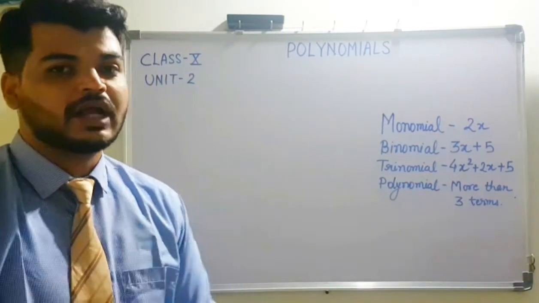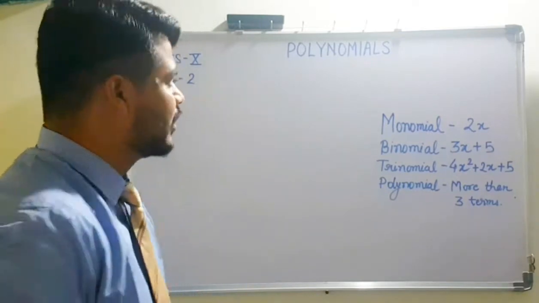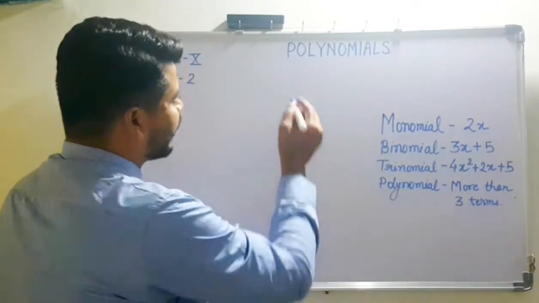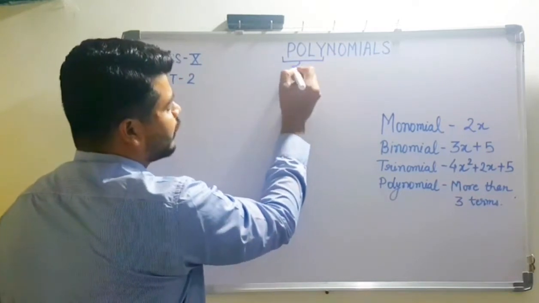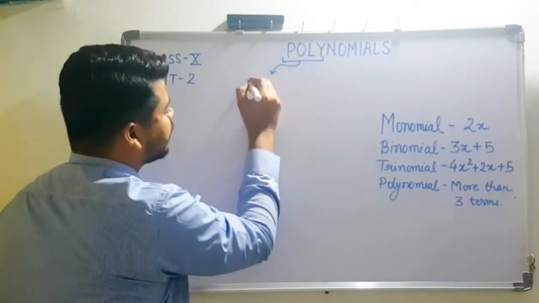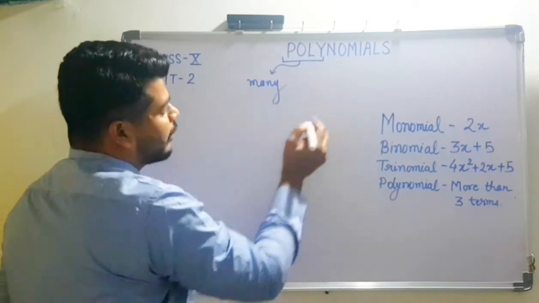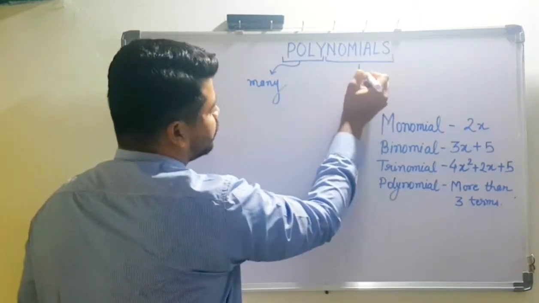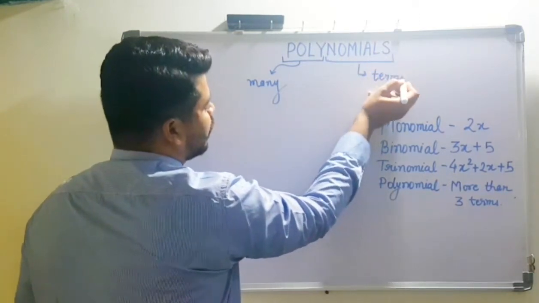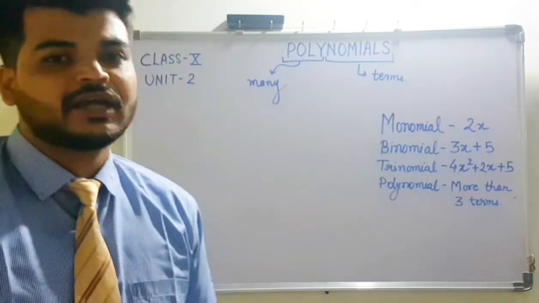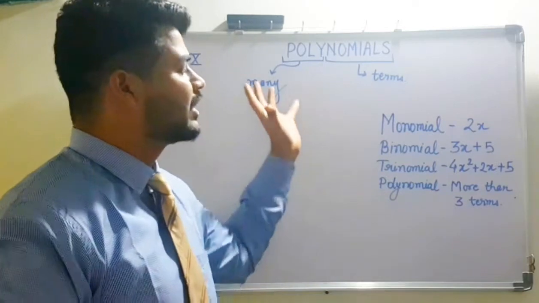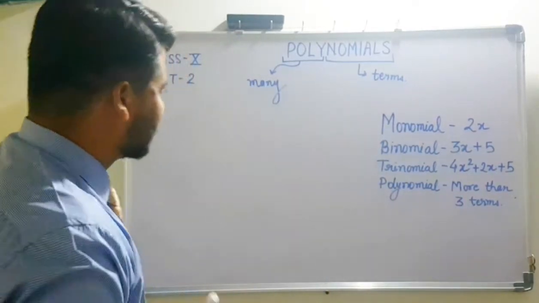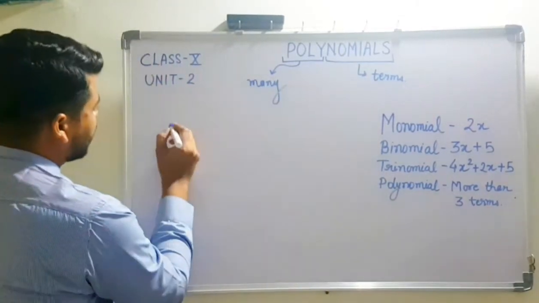So first of all, let us define what is polynomial. If we break this word into its root words, we get poly and nomial. Poly means many, and nomial means terms. So we can say polynomial is nothing but a collection of many terms, or a chain of terms.